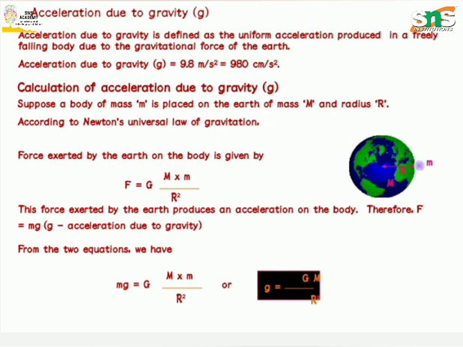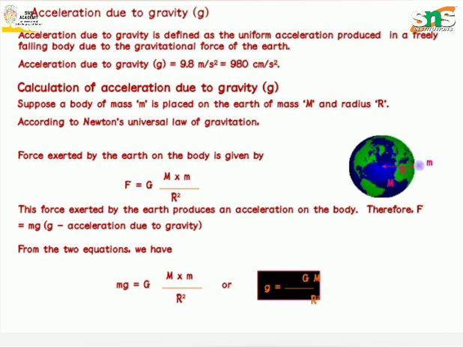Now let us discuss acceleration due to gravity. Acceleration due to gravity is very simple, and it is denoted by the letter small g. It is defined as the uniform acceleration produced in a free falling body due to the gravity of the earth, and the value of g is 9.8 meter per second square.